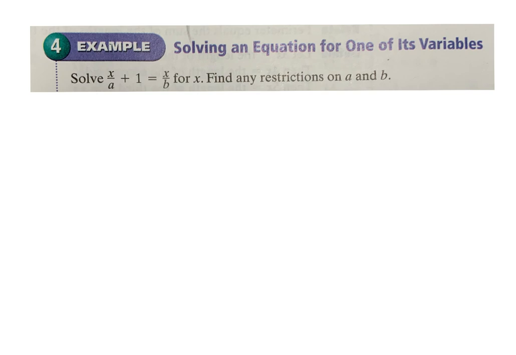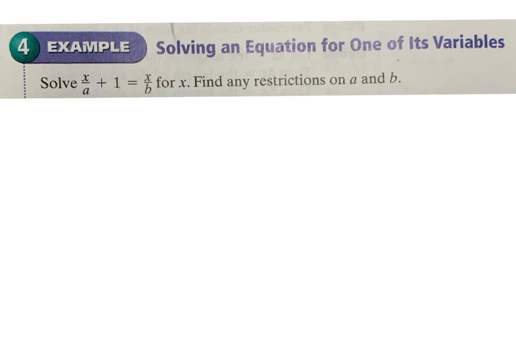Solving an equation for one of its variables. It says solve x over a plus 1 equals x over b for x, and find any restrictions on a and b. So let's first talk about restrictions. Why would there be restrictions on this? The only restrictions here are that a and b cannot be 0. A and b cannot be 0.